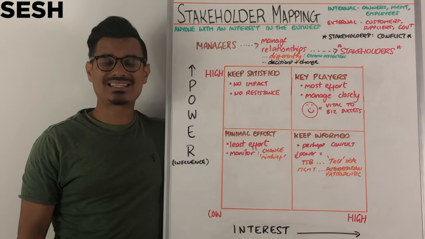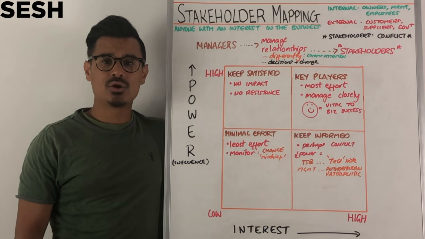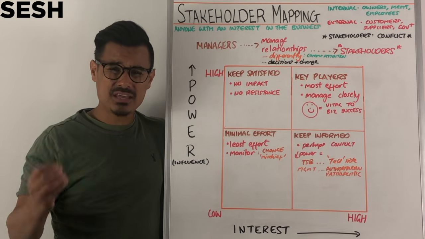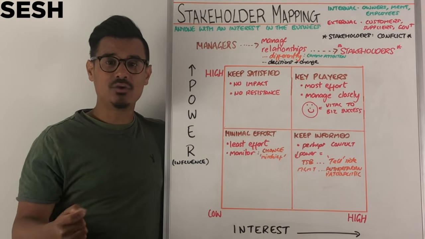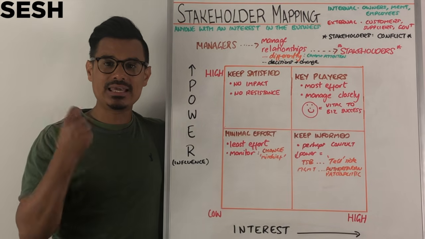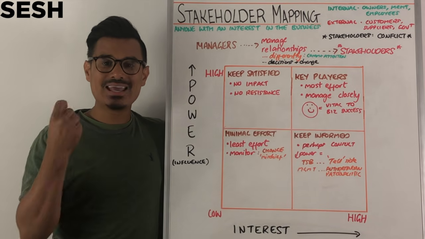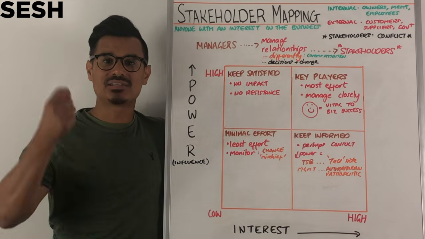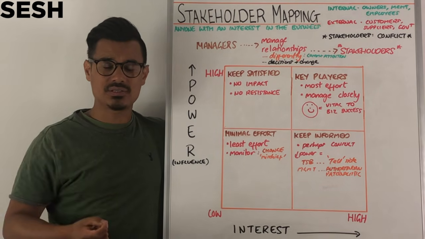Let's have a sesh on stakeholder mapping. So when we think about stakeholders, we're thinking about anyone with an interest in the business. Now these stakeholders can be internal or external. Internal means inside the business. External means they are outside the business.